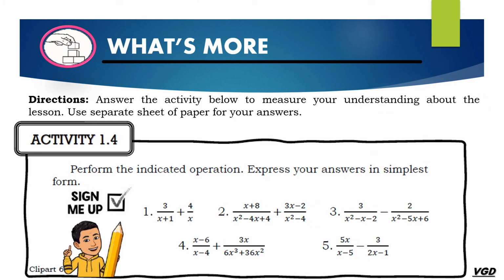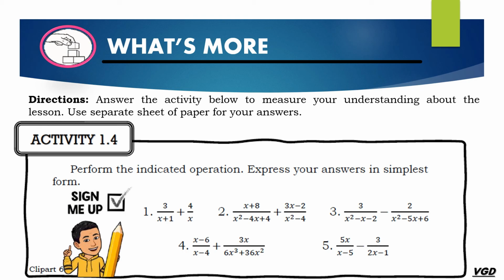You were able to learn adding and subtracting dissimilar rational algebraic expressions. And now, let's have a practice on that one. What's more? Directions. Answer the activity below to measure your understanding about the lesson. Use a separate sheet of paper for your answers. Activity 1.4. Perform the indicated operation. Express your answers in simplest form.